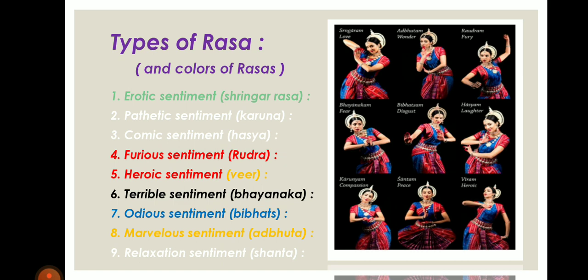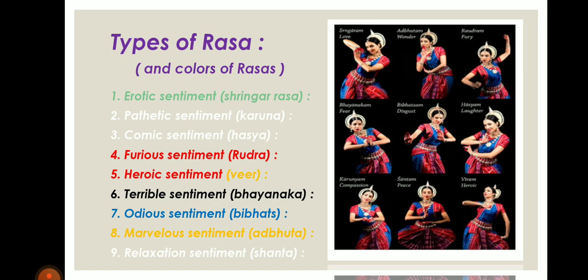First is erotic sentiment, which is called Shringar rasa. It arises from the sthayi bhav of love. It represents love, beauty, attractiveness, and devotion. For example, Nar Narayan and Radha Krishna's painting. And light green color indicates erotic sentiment.